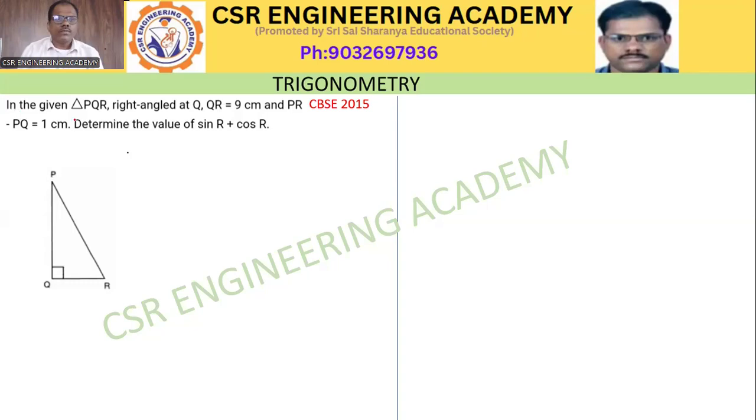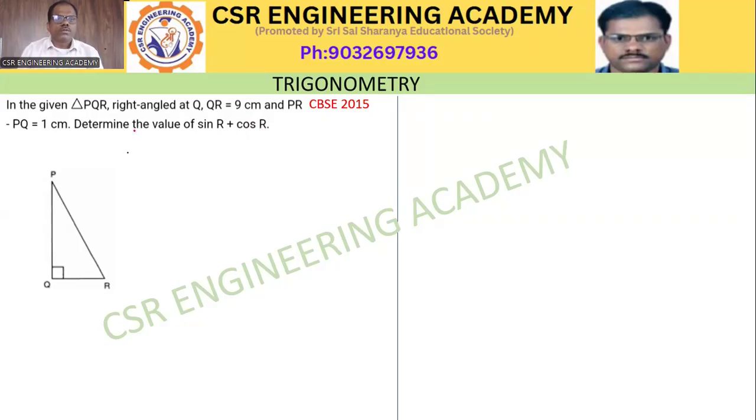In the given triangle PQR, right angle at Q, QR is equal to 9 centimeters and PR minus PQ is equal to 1 centimeter. Determine the value of sin R plus cos R.